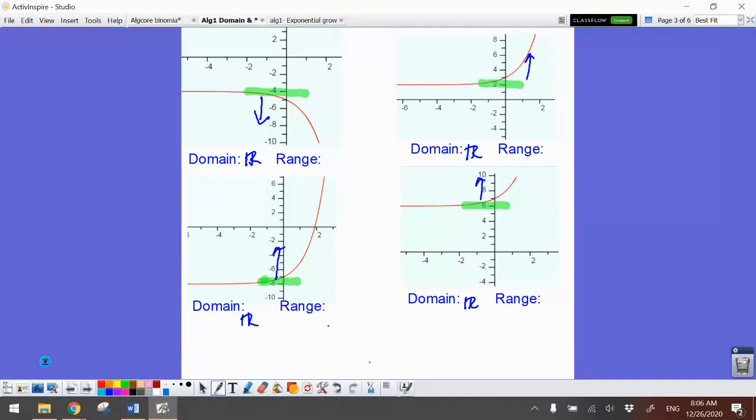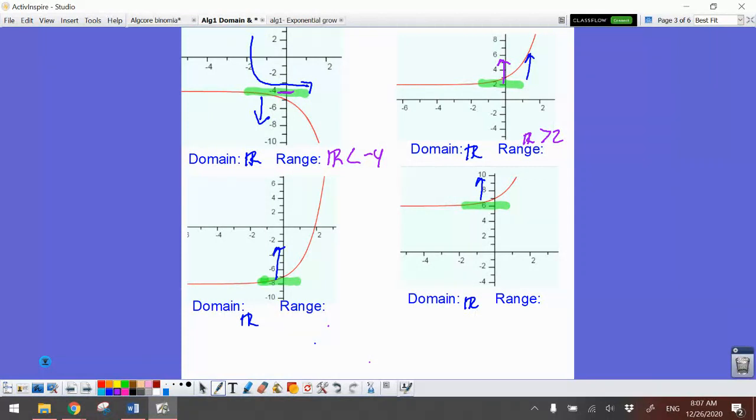So even if it's a decay, it may not necessarily be less than, because I could have a decay that does this, and it would still be greater than 0. So I know that I have real numbers. This one is less than, but it's not 0, it's at -4. If I take a look at where this is, it's at -4, so it's less than -4. This range is going to be real numbers greater than 2 because it's above the 2.